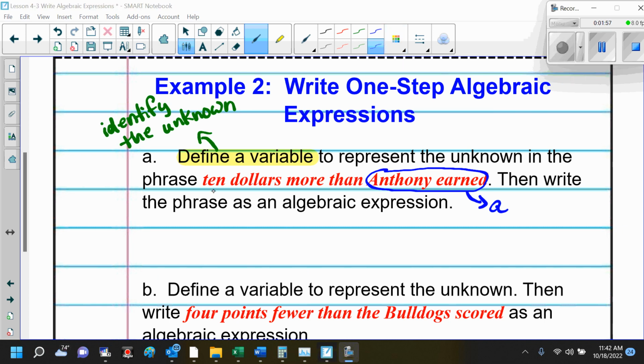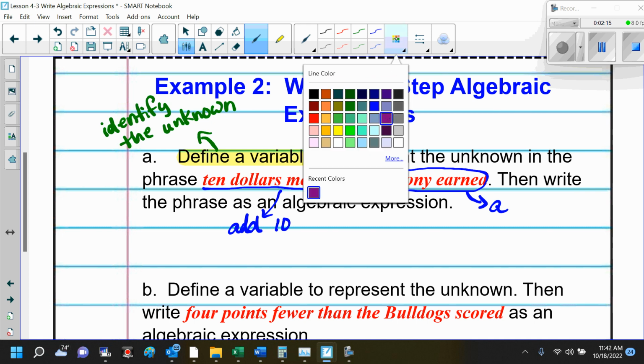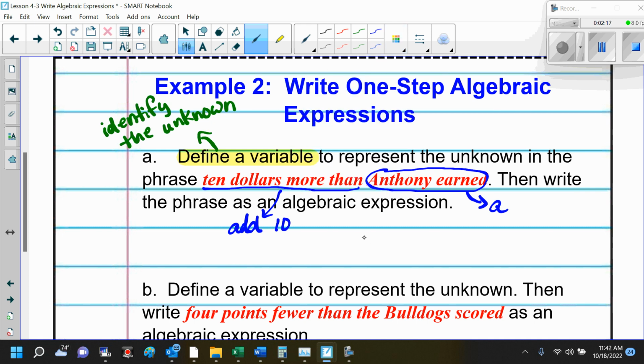More. So here, $10 more than, that tells me I'm going to do what? What operation? We're going to add. Very good. So we're going to add 10. Is everybody with me? So now we can write our expression. So here, this is A plus 10. And that's it.